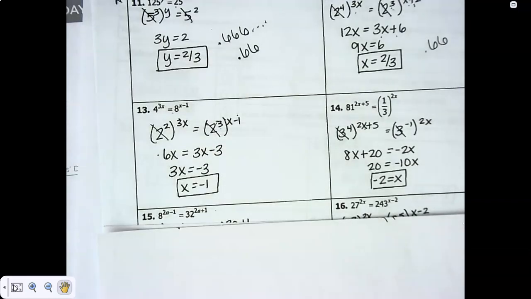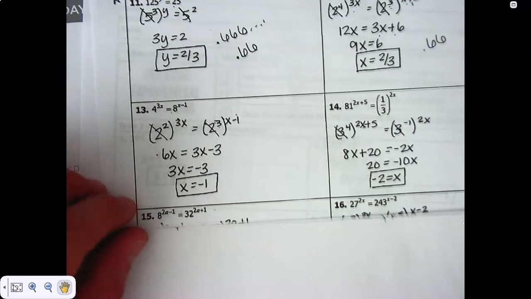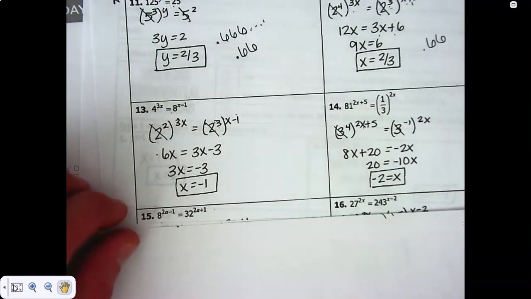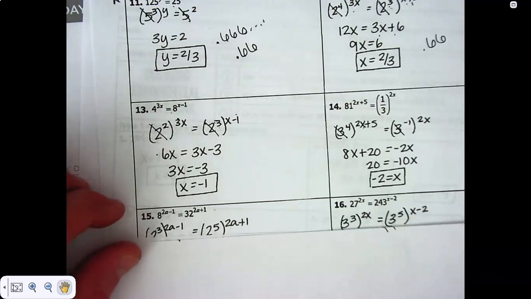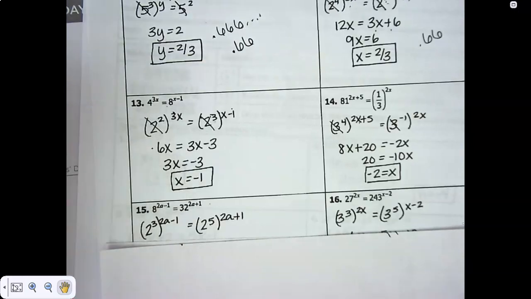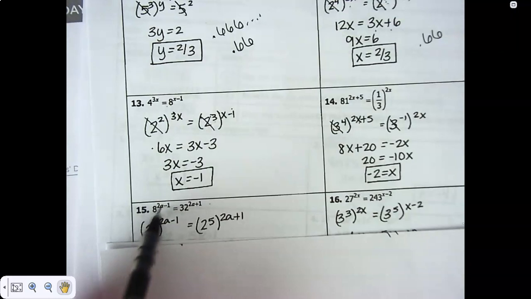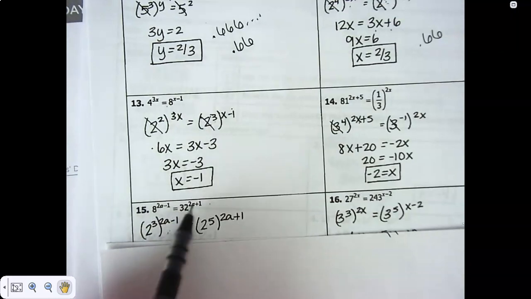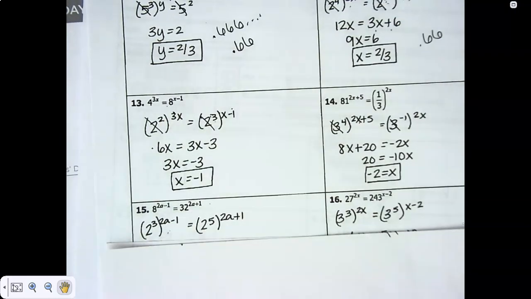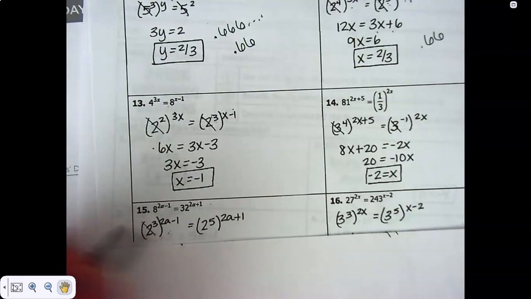So once again, I have no common base for number 15. I have an 8 on the left, a 32, but they're both even, so I know I can write them both as base 2. So I'll rewrite the 8 as 2 to the third power, and I'll rewrite the 32 as 2 to the fifth power. They both keep the exponents that came in front, the 2a minus 1 over here and the 2a plus 1 over here. You go ahead and once you have a common base, you can drop it.